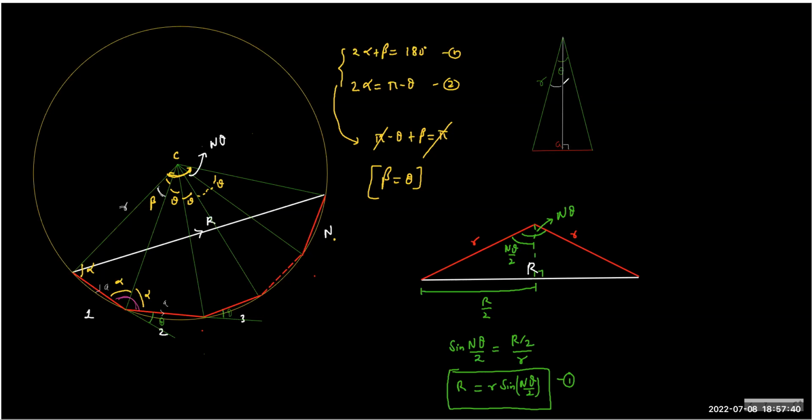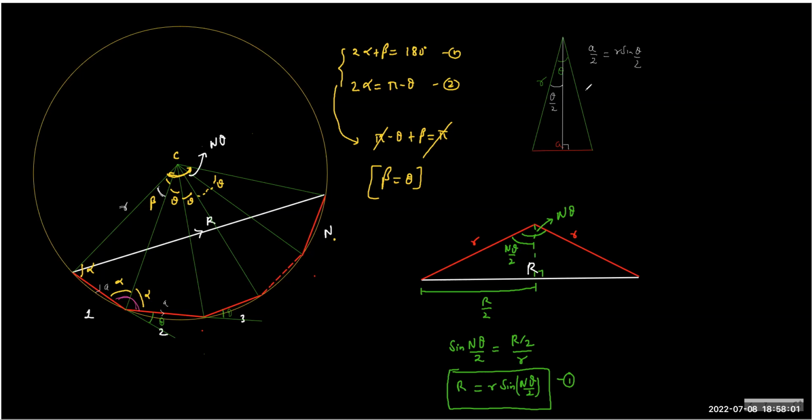So this angle is how much? Theta by 2. So can we say that a by 2 is r sine theta by 2? Can we say that? Yes, sir. R sine theta by 2 is a by 2.